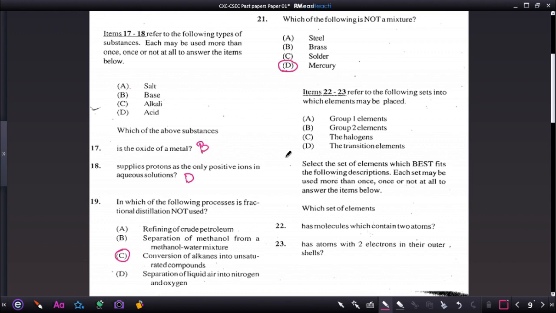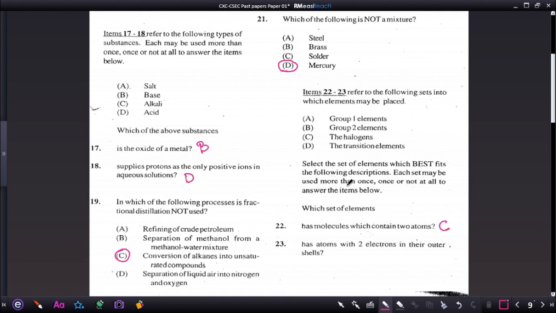Which set of elements has molecules which contain 2 atoms? The halogens. The halogens exist as diatomic molecules: fluorine, which is F2, chlorine, which is Cl2, iodine, which is I2, bromine, which is Br2, and astatine and so forth. So it's the halogens, so that is C.